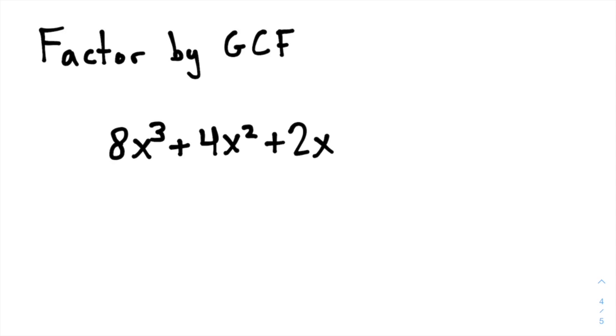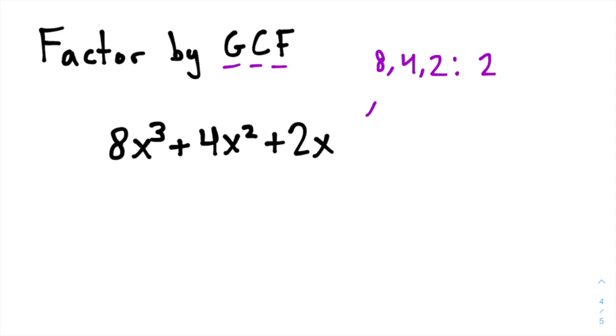Okay, on this problem we're factoring by greatest common factor, GCF. So the first step is to figure out what is the greatest common factor, and we look at each part individually. So 8, 4, and 2, we're going to look at those coefficients first. I'm thinking what number divides evenly into 8, 4, and 2? Well, 2 goes into all of those numbers. There's nothing bigger than 2 that will divide into 2, so that must be the greatest common factor.